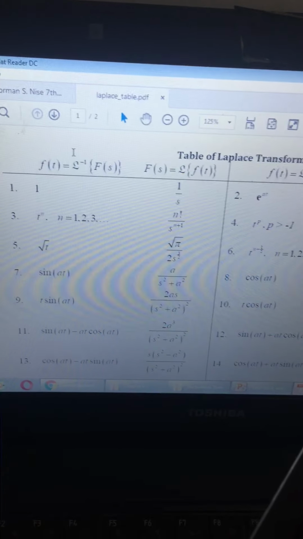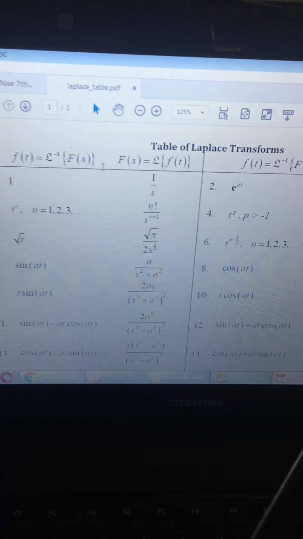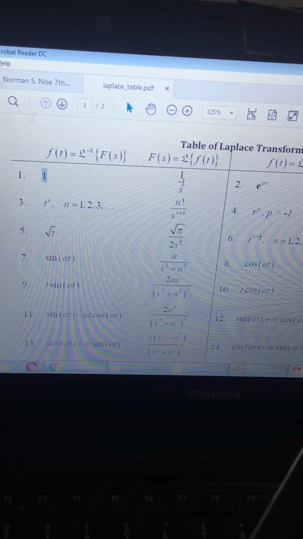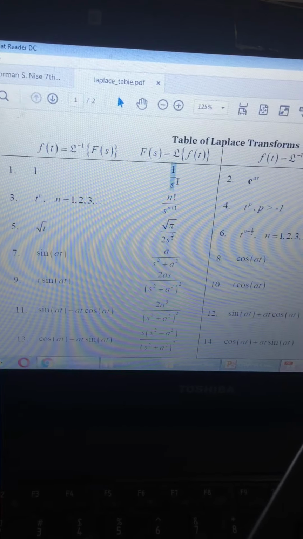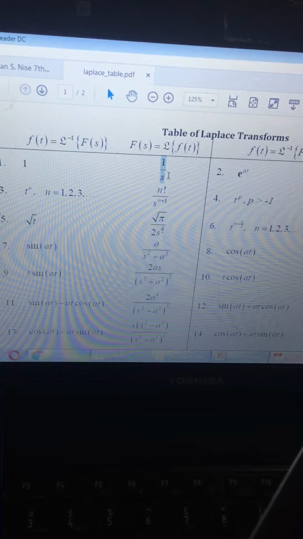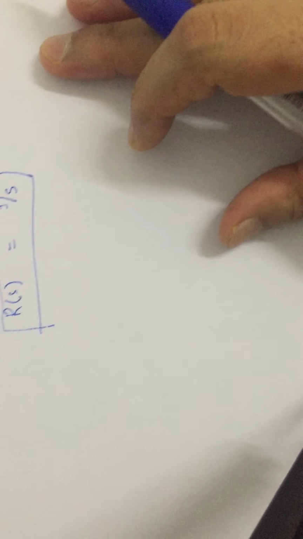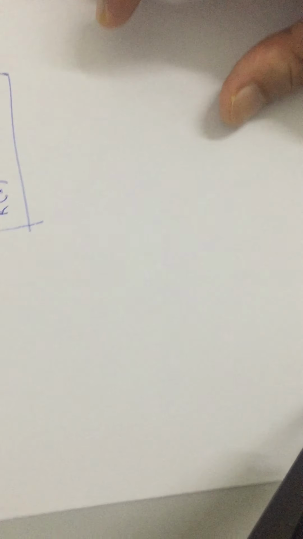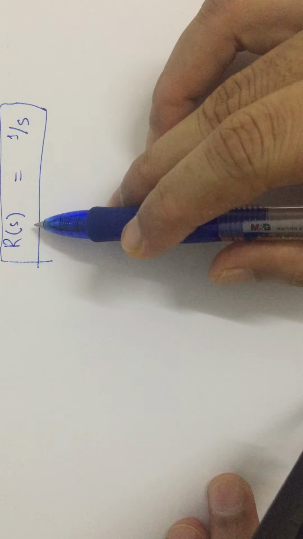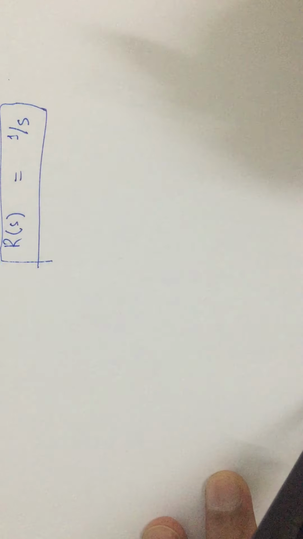Even from the Laplace table you can understand. You remember the table I gave you last time? For the unit step function, it will be 1 over s in the s domain. So that's the reason we are writing R of s equal 1 over s.